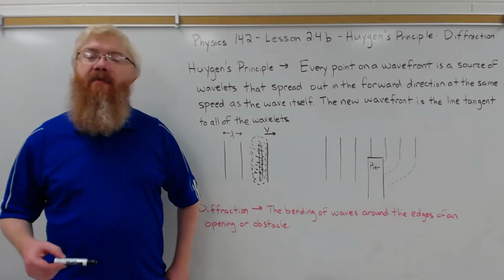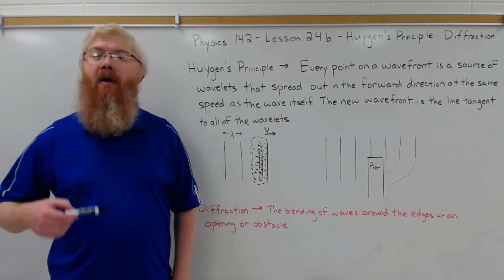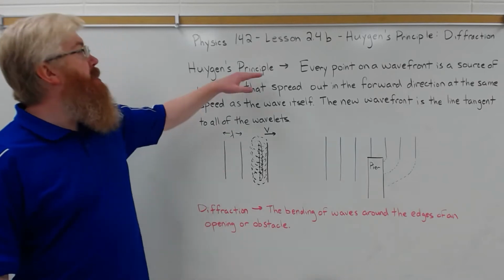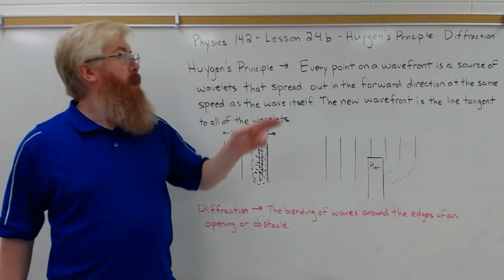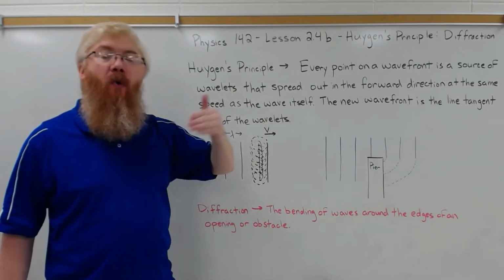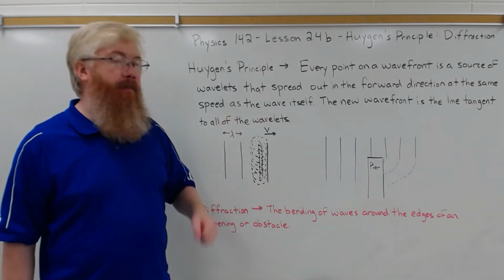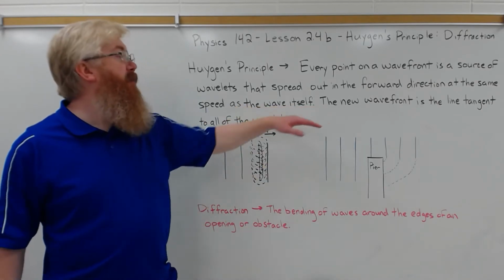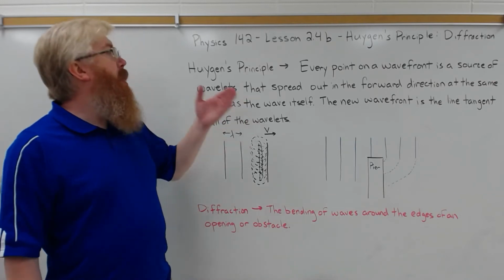We next look at a very important principle when talking about wave optics. We're talking about how light behaves as a wave, and that's Huygens' principle. Huygens' principle states that every point on a wavefront acts like a source of wavelets that spread out in the forward direction at the same speed of the wave itself. And whatever time later you decide to look at the wavefront, the new wavefront is the line tangent to all the wavelets. So what do I mean by a wavefront?